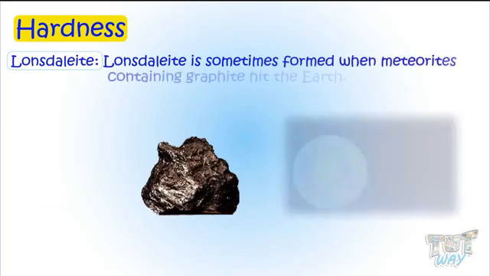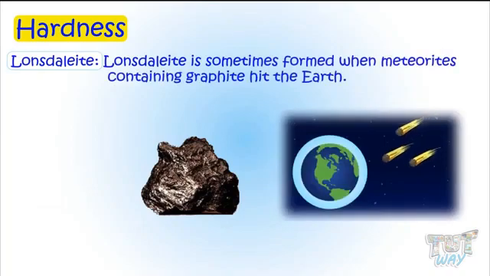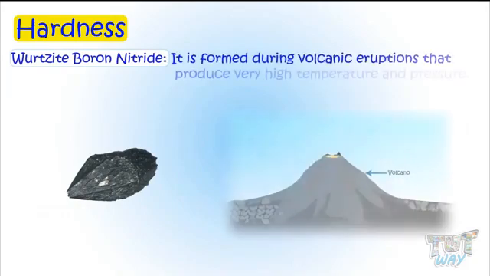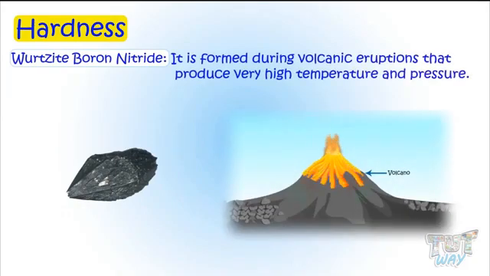Lonsdaleite is sometimes formed when meteorites containing graphite hit the earth, while wurtzite boron nitride is formed during volcanic eruptions that produce very high temperatures and pressures.